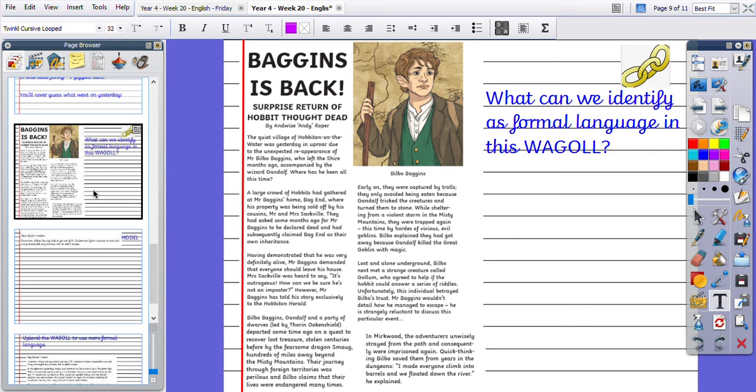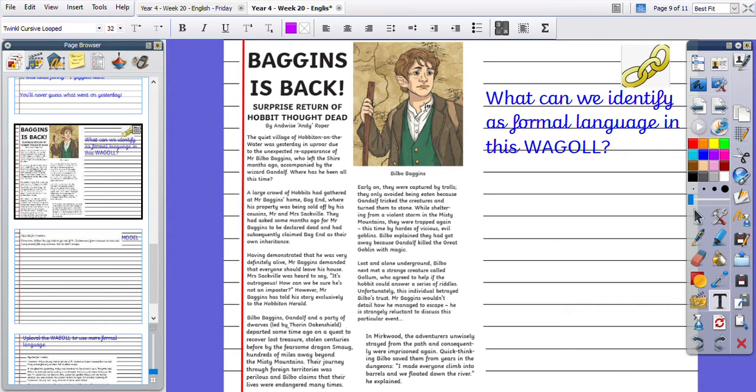Lost and alone underground, Bilbo next met a strange creature called Gollum, who agreed to help if the hobbit could answer a series of riddles. Unfortunately, this individual betrayed Bilbo's trust. Mr. Baggins wouldn't detail how he managed to escape. He is strangely reluctant to discuss this particular event. In Mirkwood, the adventurers unwisely strayed from the path and consequently were imprisoned again. Quick-thinking Bilbo saved them from years in the dungeons. "I made everyone climb into barrels and we floated down the river," he explained.